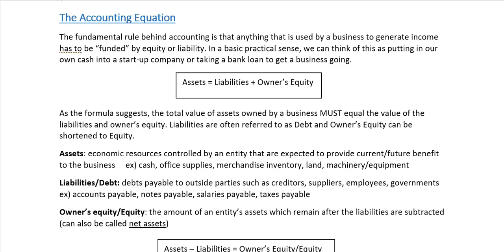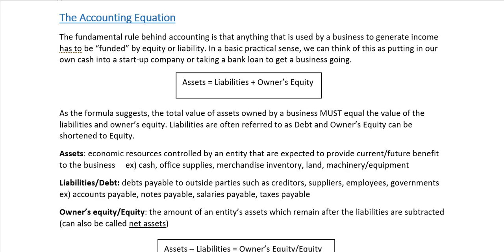Office supplies help you run a business. Merchandise inventory can help you. Land can help you. Machinery and equipment can help you. To take this idea a step further, it can even be things which you cannot really see, like accounts receivable. When someone owes you money and you expect to collect it from them in the future, that is a future benefit to the company. And we'll talk more about all of these things as we proceed with the course.